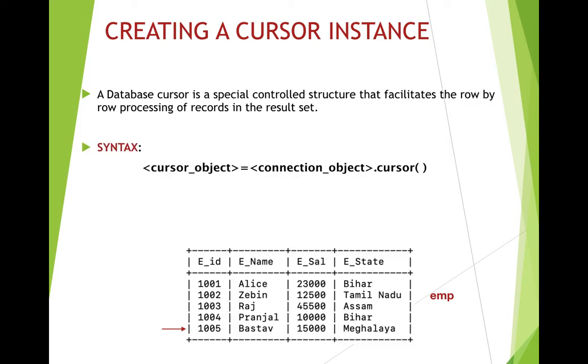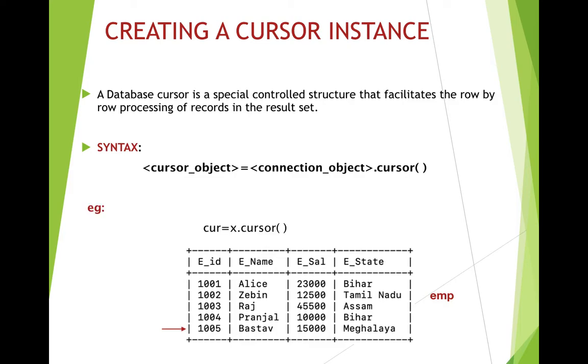The syntax is that cursor object equals connection object dot cursor. Now what is the cursor object? Cursor object is a variable which creates the cursor, equals connection object. We have already discussed the connection object in the previous part. We have taken the variable x for connection object dot cursor. This cursor function helps in creating the cursor and the movement of the same.